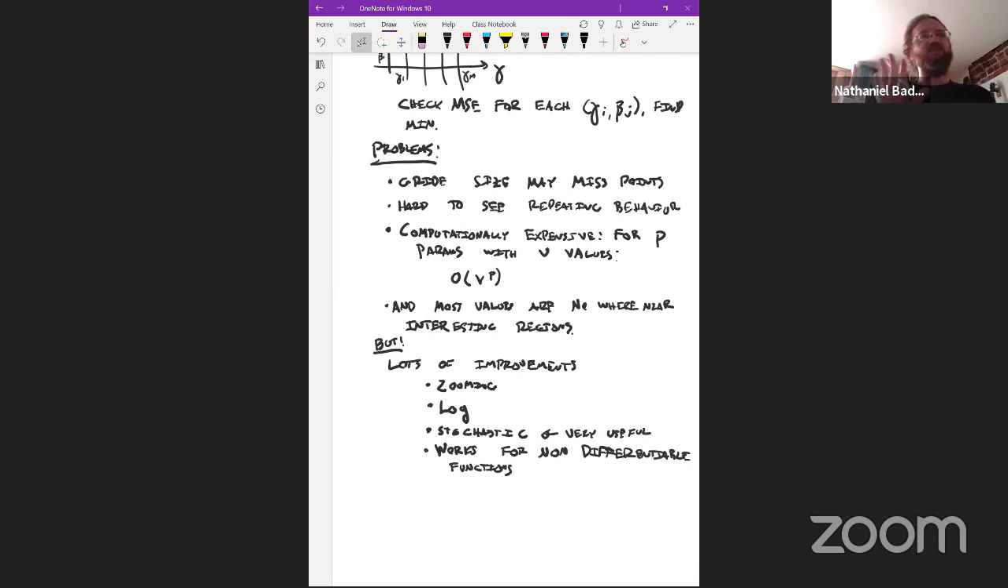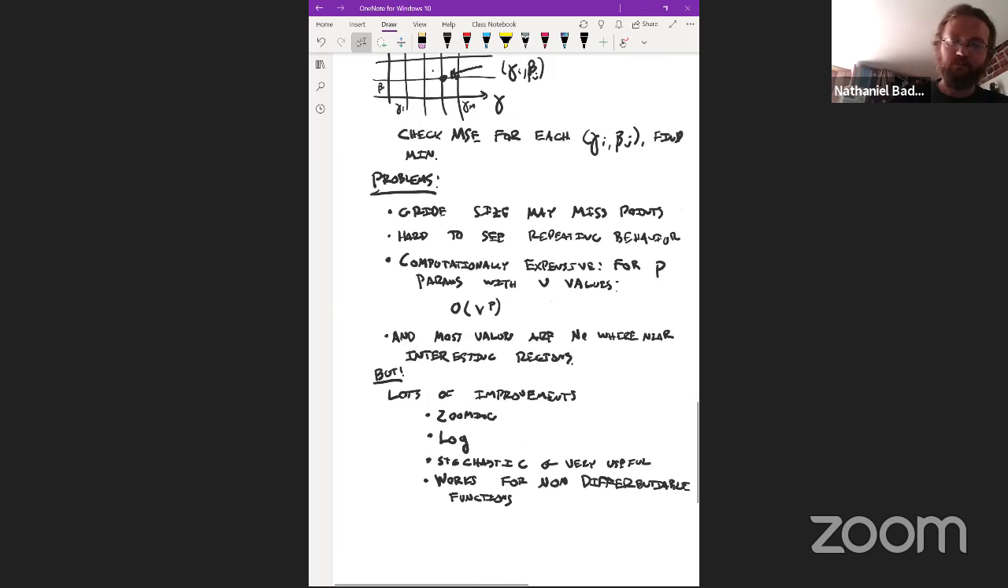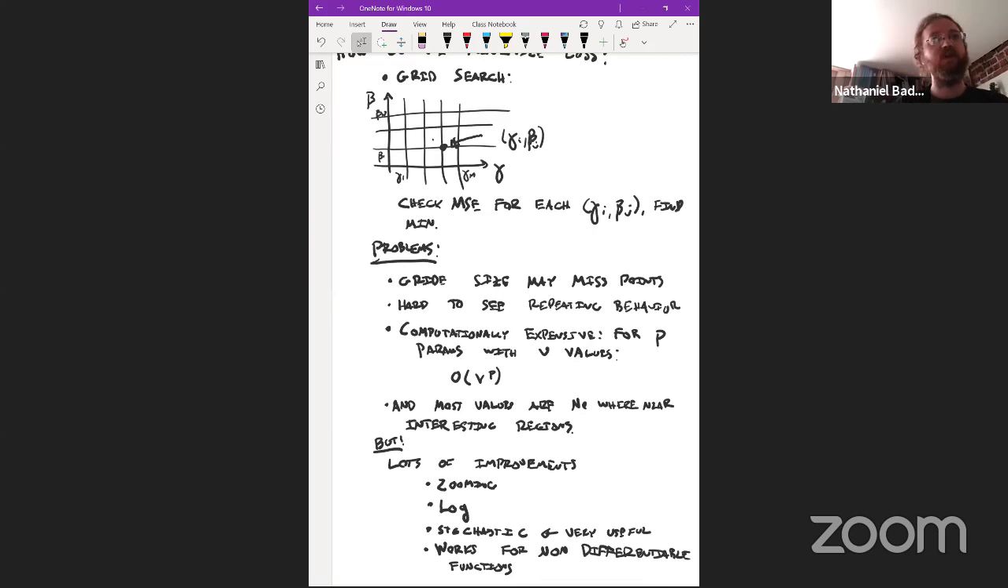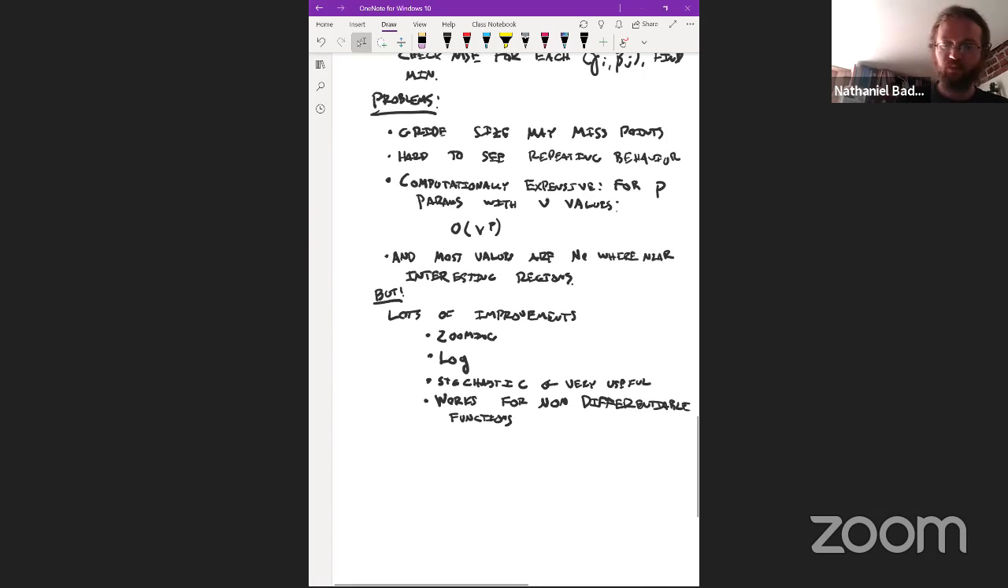So don't discount grid search out of hand. Especially as a first step, if you're fixing one variable and you've got a reasonable idea of where it is, just do a grid search. It's fine. But I do want to mention it, because this is one of the main ways things are done.